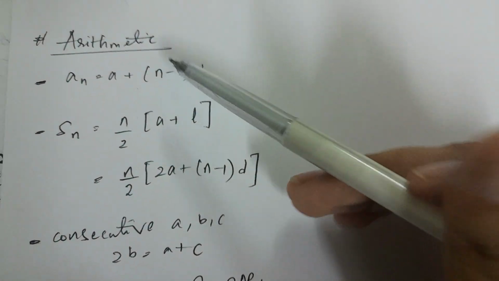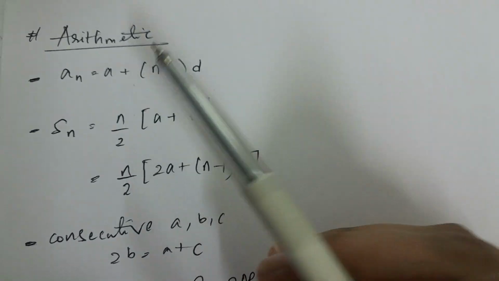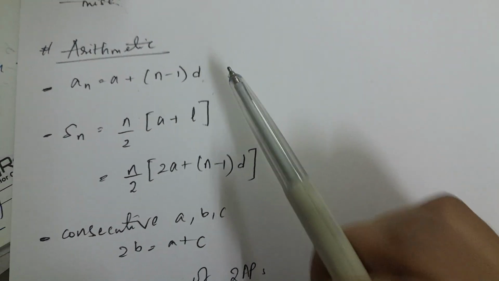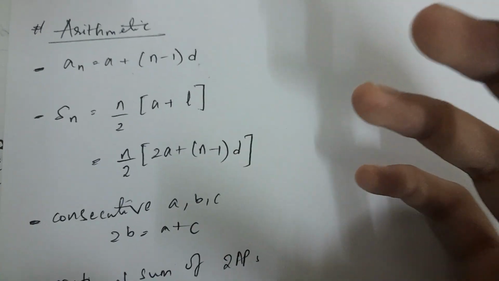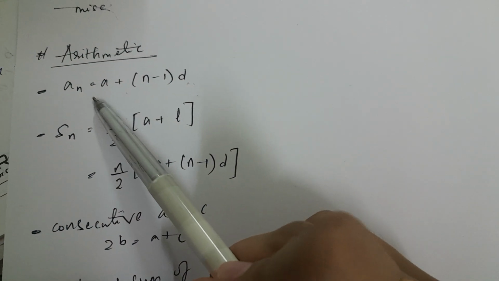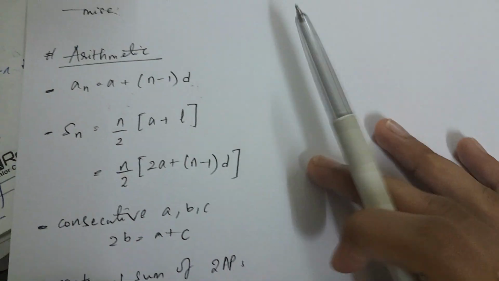So in arithmetic progressions, the nth term is given as a plus n minus 1 times d, where d is the common difference between two consecutive terms. So you can just subtract two consecutive terms and get the value of d. An is the nth term and a is the first term.